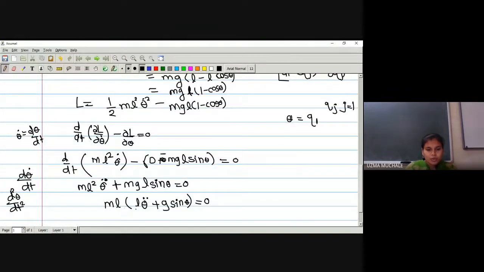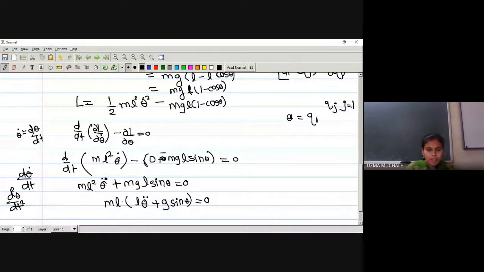So what we have here is that the product of these terms is equal to 0. Without the zero divisor condition, we can apply that the product of these terms is 0. That means either one of them is 0 or both are 0. Now mass and L are both non-zero, because if mass is 0, how can we work? And the length of the string cannot also be 0.